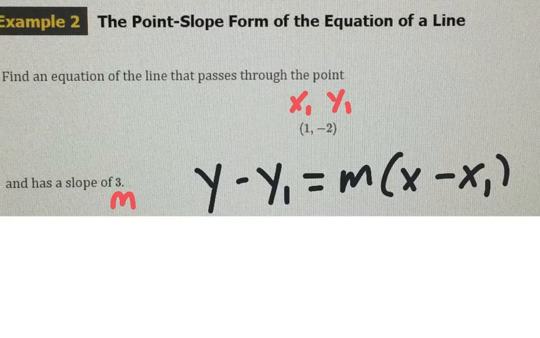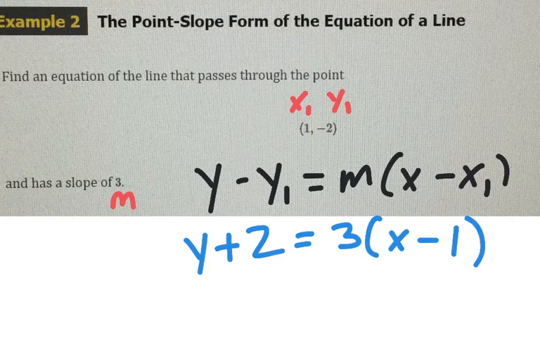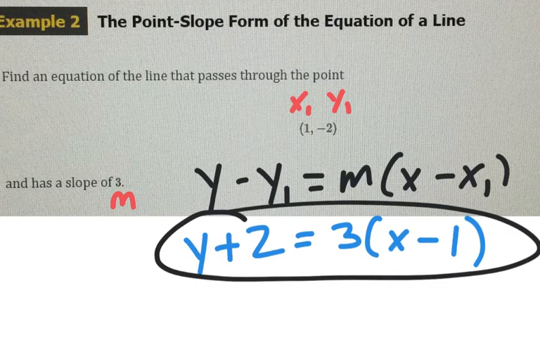If you remember yesterday, I told you the big thing is there are built-in negatives that you have to account for. So when I substitute in, I have y minus y1. So that would be y minus negative 2, which we write as y plus 2. Remember, minus a negative is the same thing as adding. Equals m, which is 3, times x minus x1, which is 1. So now this here would be the equation of a line in point slope form.